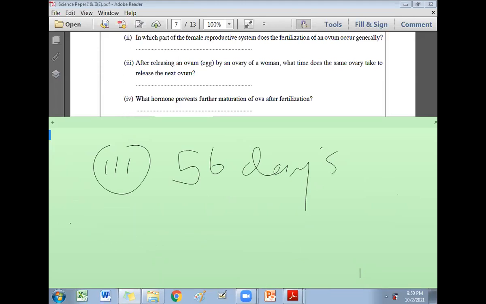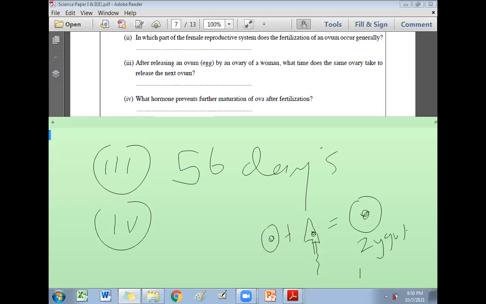What hormone prevents the further maturation of ova after fertilization? That means when one egg gets fertilized by the sperm, the zygote is formed with 46 chromosomes. After that, no more eggs are released from the ovaries until the delivery of the baby. After the delivery also, no menstruation for about 6-7 months. Otherwise, what would happen in the middle? Again there would be a baby, no space. So therefore the ovulation temporarily stops until the delivery of the baby. What is responsible for making this happen?